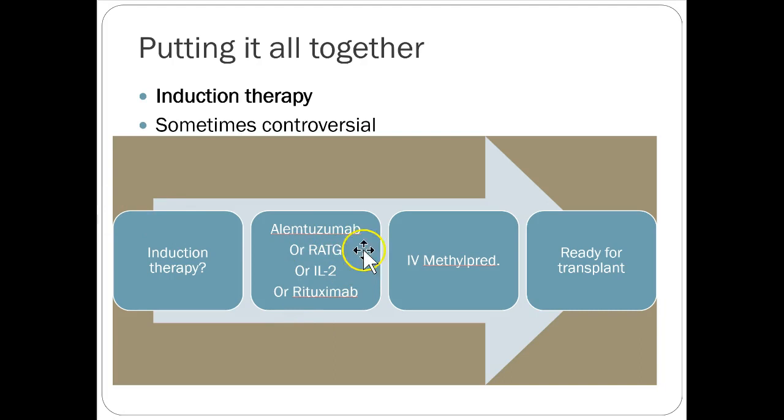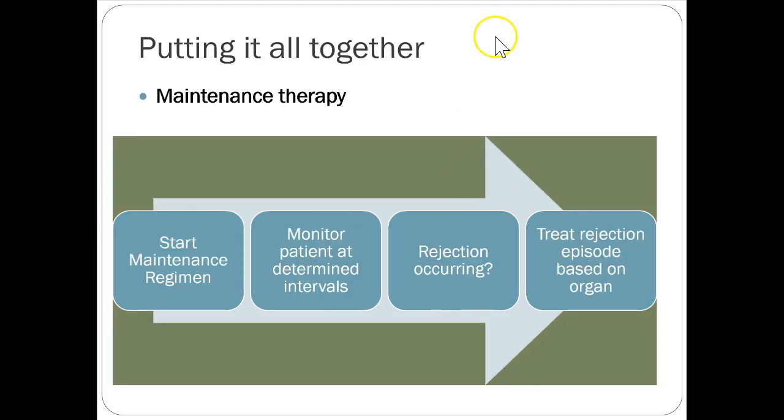You get one from column A here and one from column B, and you go to your transplant. That's really all there is. Maintenance therapy, talked about this. You've got your maintenance regimen, which consists of your calcineurin inhibitor, your anti-metabolite, and your steroid, maybe with some tweaking depending on what type of side effects you're getting, maybe an mTOR inhibitor if you need to.